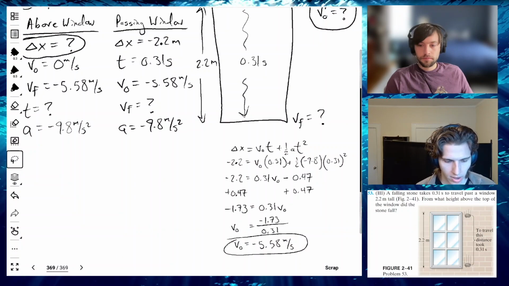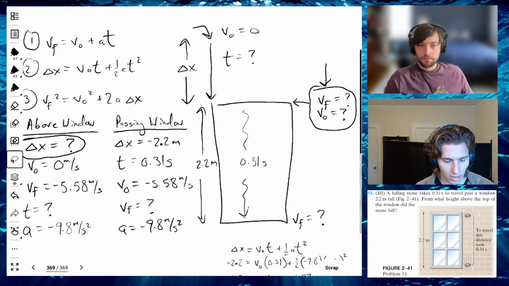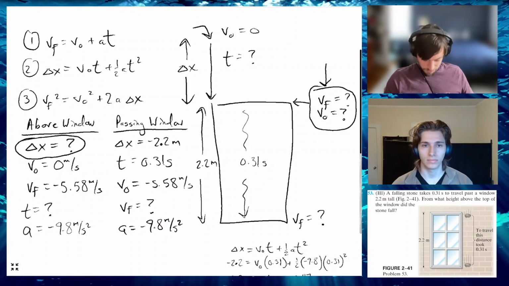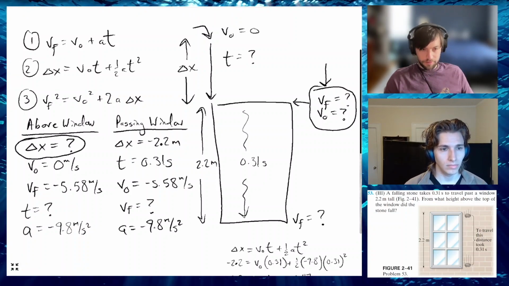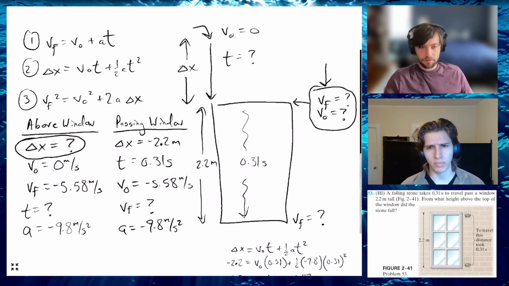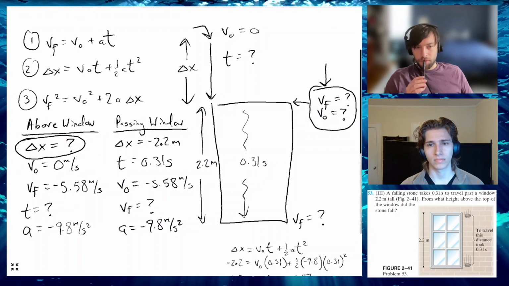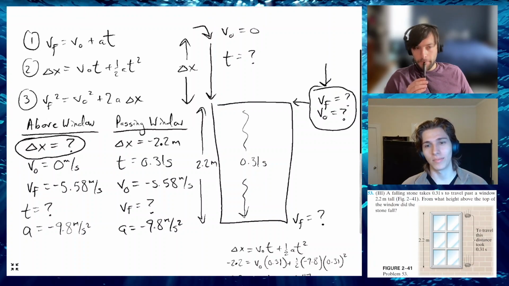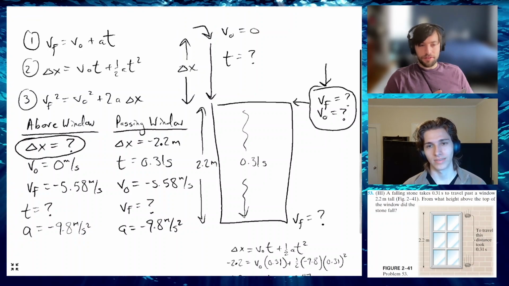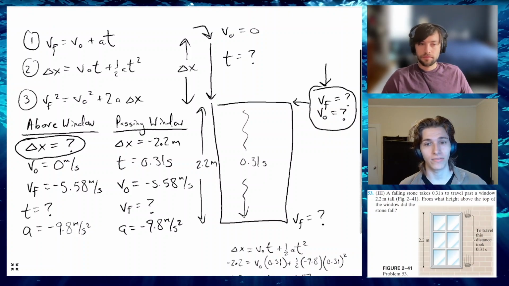Okay. Now, what should we be using now that we have V final to solve for delta x in the above window portion of things? Could we use negative 5.58? Yeah, we can use that. Which equation should we plug it into to help us solve for delta x? Actually, would number one work? Close. What is number one missing? Oh, it's missing delta x. Right, so we can't solve for it if we're missing it there. So number one is out for that reason.